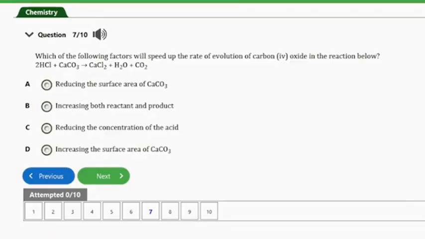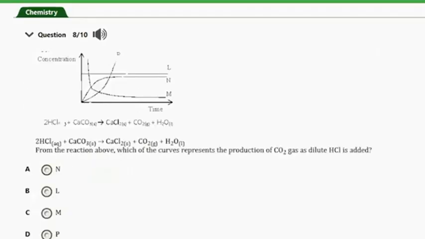So increasing the surface area of the calcium carbonate will speed up the rate of evolution of carbon dioxide. So that's it for that question. Let's consider the next question, question number 8. It says, we have a diagram here as well, and the question says, from the reaction above, which of the following curves represents the production of carbon dioxide gas as dilute HCl is added?